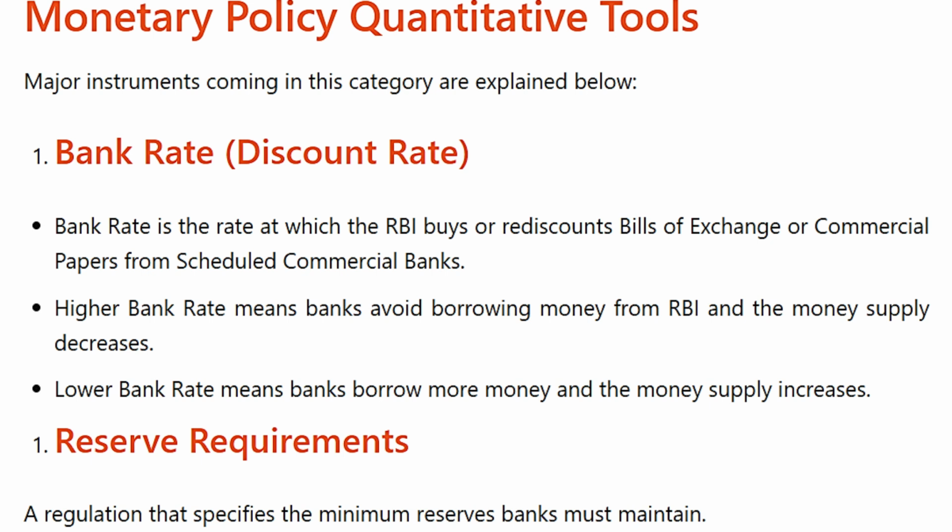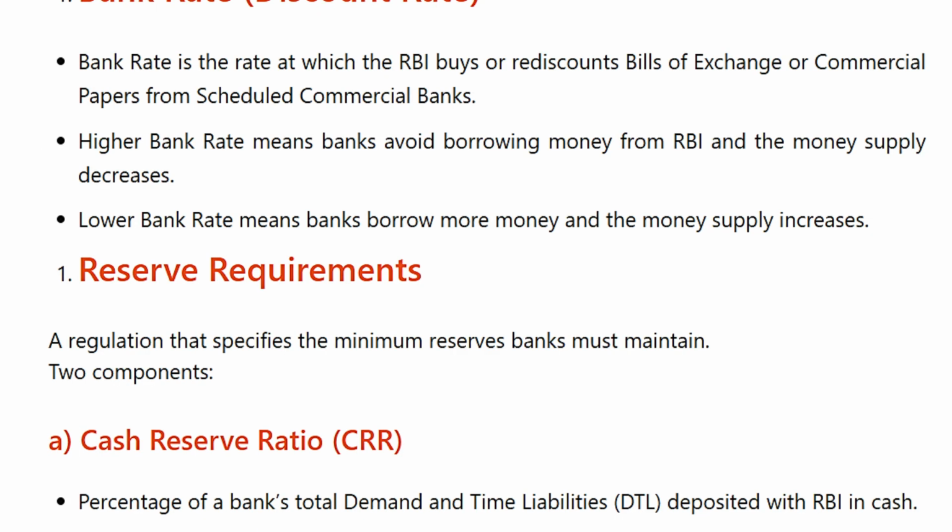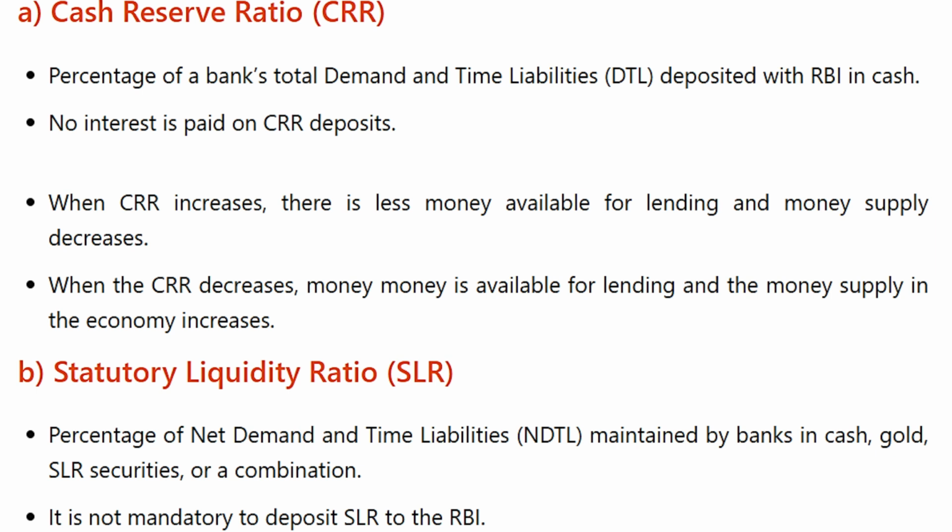Reserve requirement, a regulation that specifies the minimum reserves a bank must maintain, has two components. Cash reserve ratio (CRR) is the percentage of a bank's total demand and time liabilities deposited with RBI in cash. No interest is paid on CRR deposits. When CRR increases, there is less money available for lending and money supply decreases. When the CRR decreases, more money is available for lending and the money supply in the economy increases.